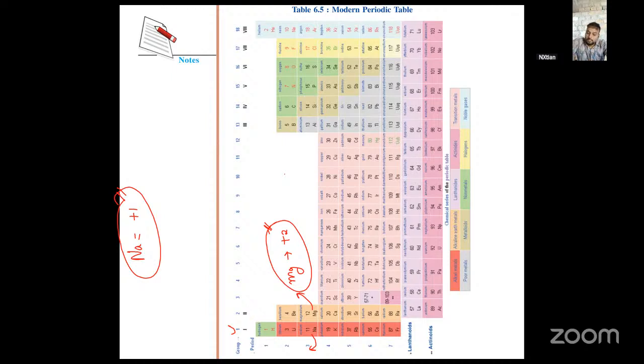You can check that aluminium is coming in group 13. So from here we have to subtract 10. If you subtract 10 from 13, the answer will be 3. So aluminium has a valency of 3.